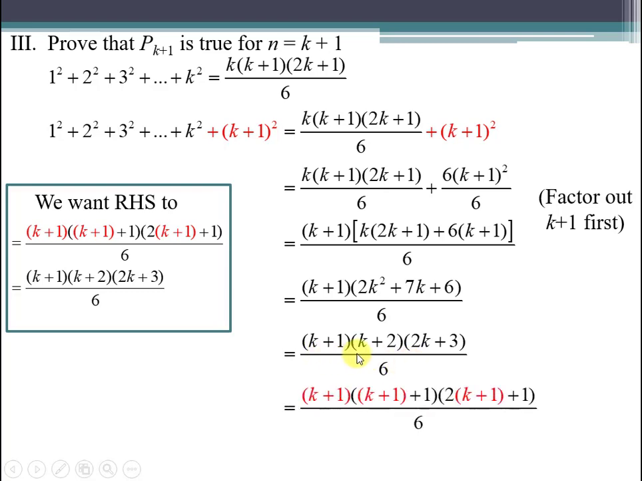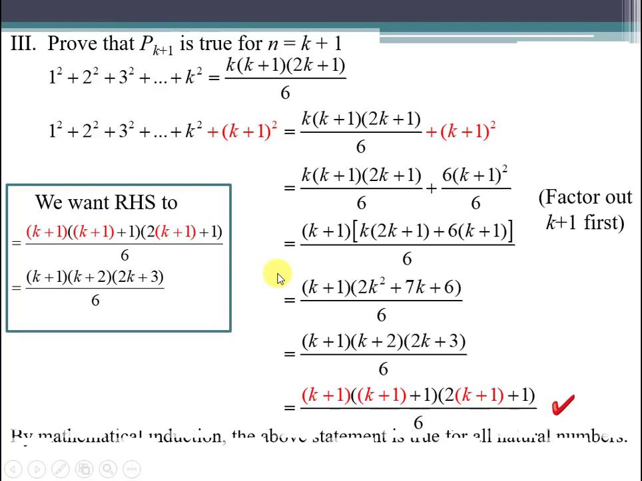So we can write this expression like this one. So k plus 1, instead of k plus 2, we can write k plus 1 plus 1, or instead of 2k plus 3, we can write 2 multiplied by k plus 1 plus 1 over 6. So this is equal with this one. So we proved that for the next n, so k plus 1, this is true using the second statement. So by mathematical induction, the above statement is true for all natural numbers.